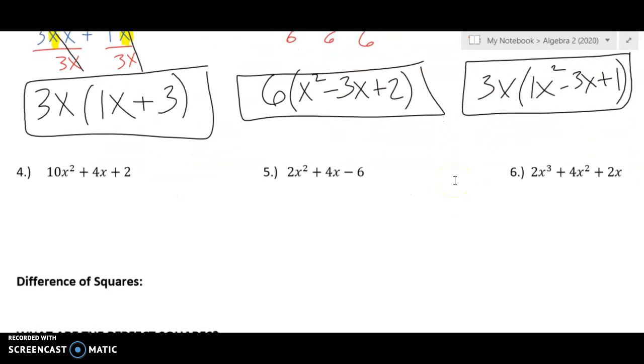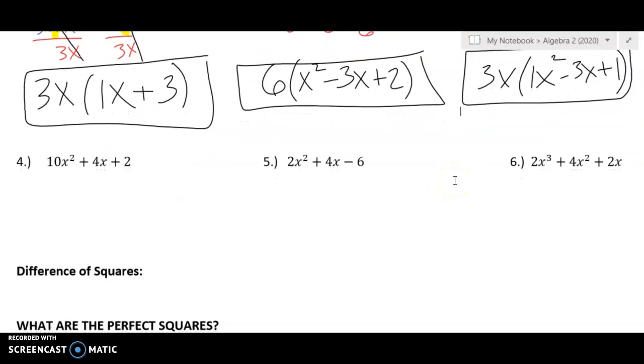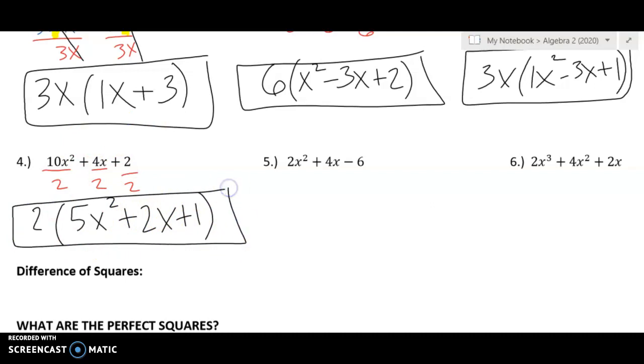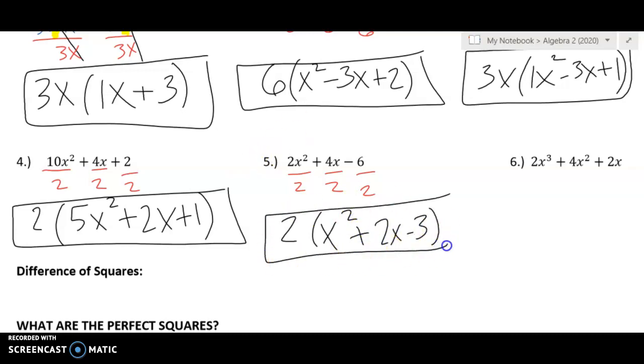Okay, the one below, 10x squared plus 4x plus 2. Not all of the pieces have x's, so I'm just going to focus on taking out a number. I could take a 2 out of every single piece. So let's figure out what we have left. On the inside, we have 5x squared plus 2x plus 1. And there is my greatest common factor. My next one, I want to find a number, variable, maybe it's both. I notice that they don't all have variables, so I'm just going to take out a number. Again, in this one, the greatest number to take out is 2. That leaves me with x squared plus 2x minus 3 for the inside there.